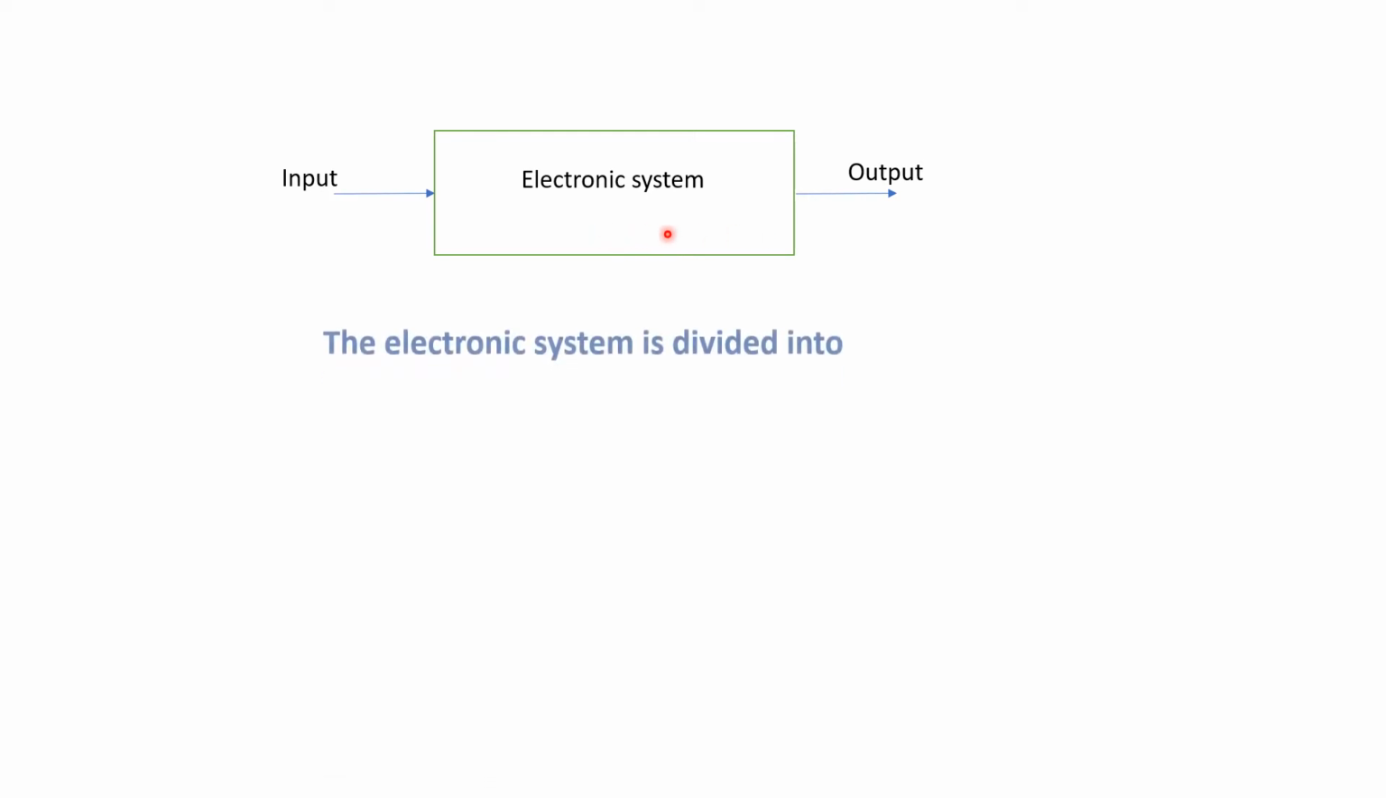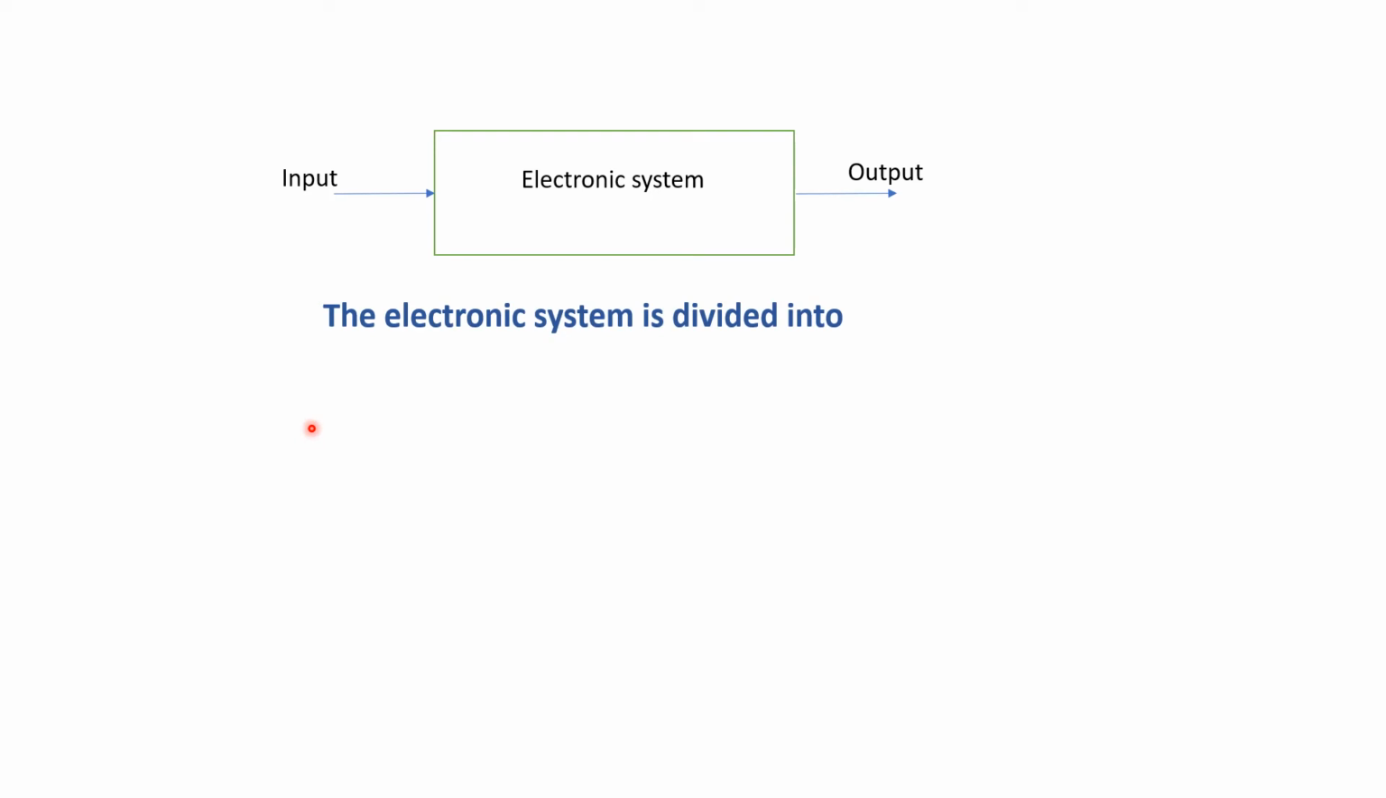So to make it simple, we have an electronic system. To this electronic system we will provide input. With this input the electronic system will produce the output. So based on this electronic system behavior and its characteristics, electronic systems are divided into two categories. One is the digital electronic system and the second one is the analog electronic system.